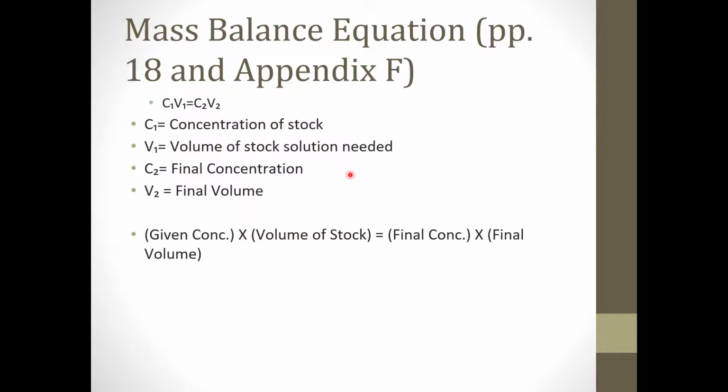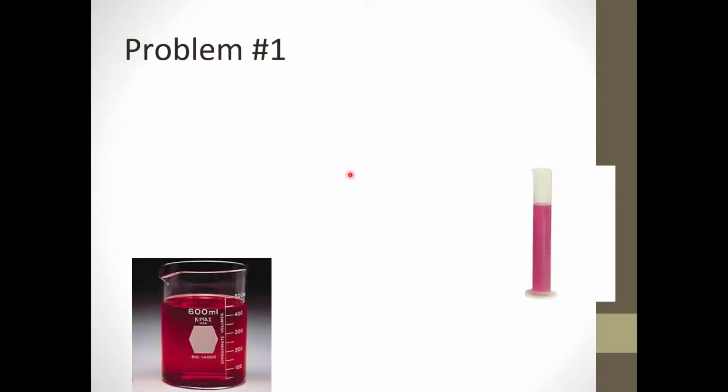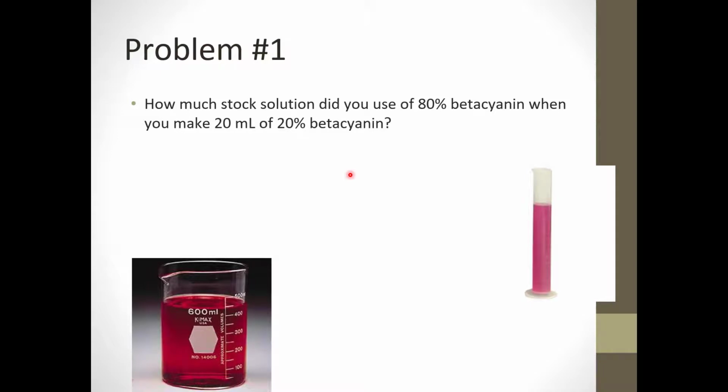Now this is important because it lets us make dilutions, and we can do it quite accurately using our pipettes and this equation. So for example, how much stock solution did you use of 80% beta-cyanine when you make 20 milliliters of 20% beta-cyanine? How in the world would you solve this? Well, first of all, you figure out what your variables are.